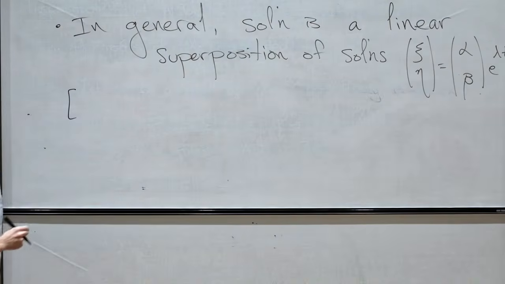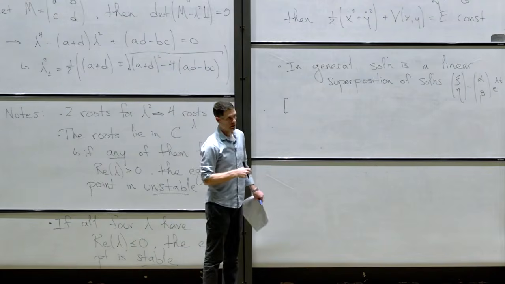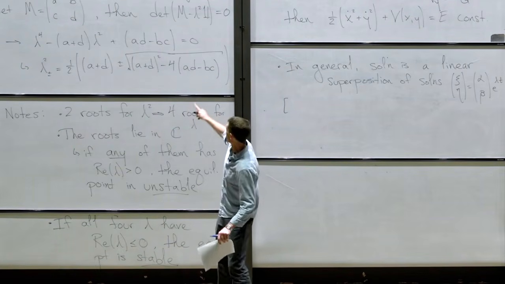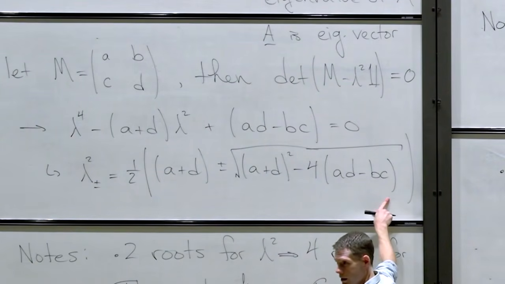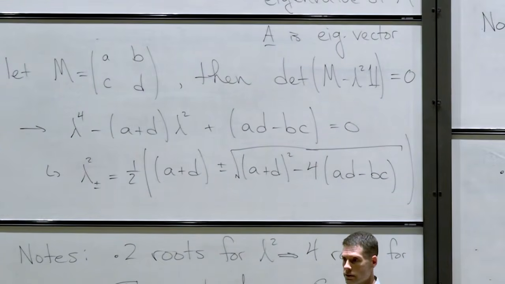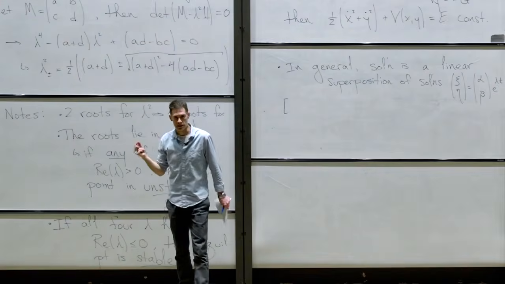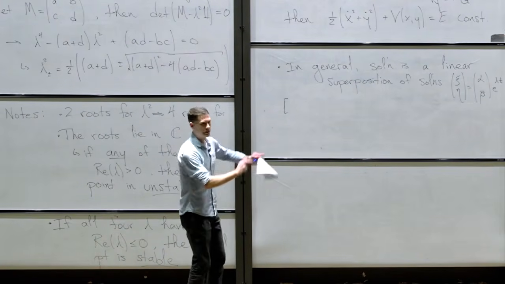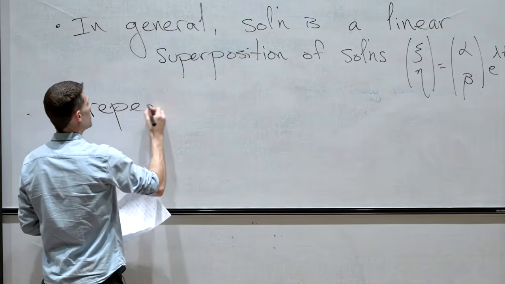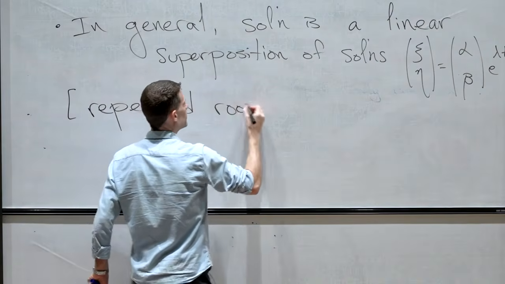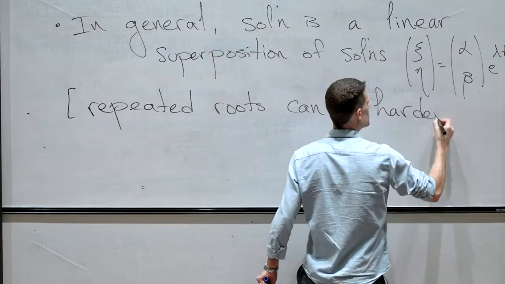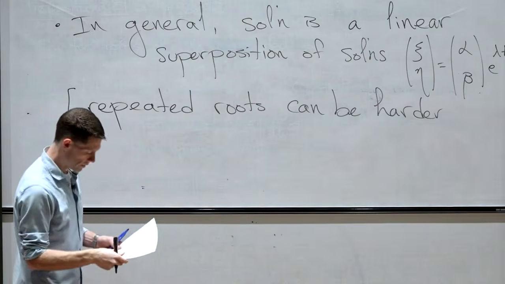As a side note, there's a case that's slightly trickier to deal with, which is if I don't actually get 4 lambdas. When do I not get 4 lambdas? If this square root comes out to be 0, I only get 1 lambda squared, 2 lambdas. This is the case of a repeated root. I'm going to leave this as a side note because I think we won't really do it. Repeated roots can be harder to deal with.